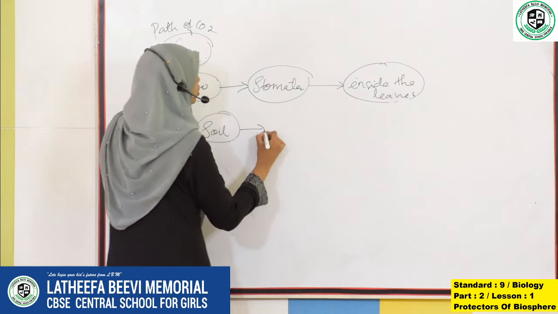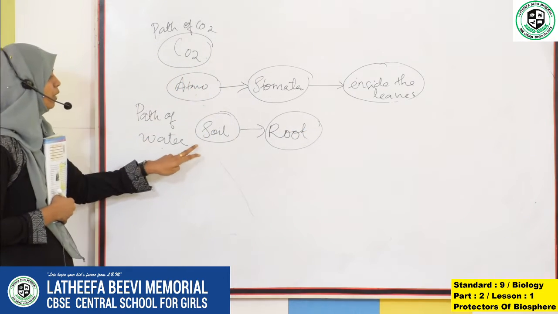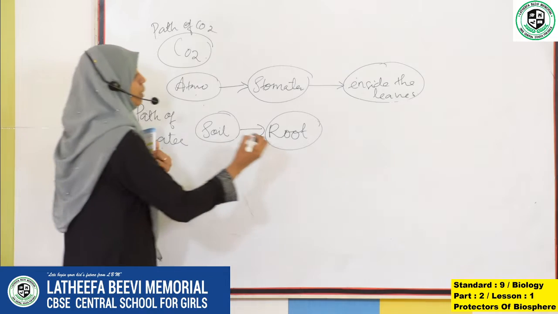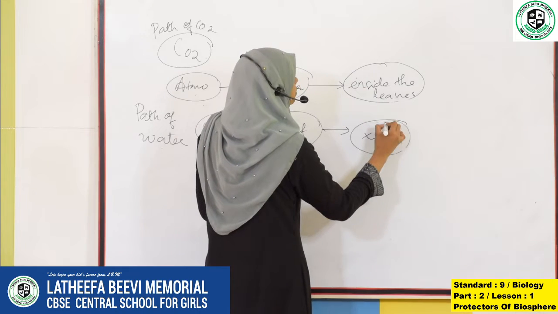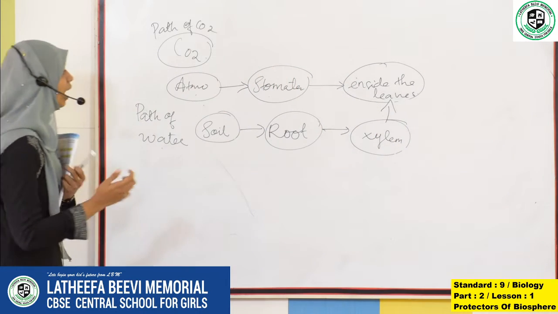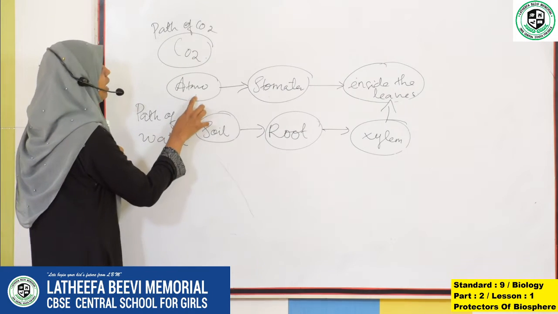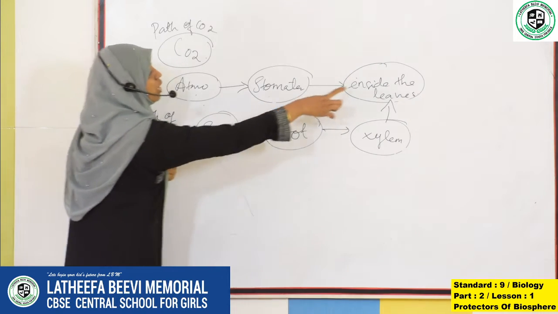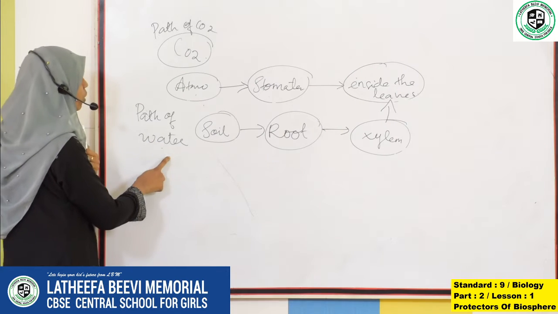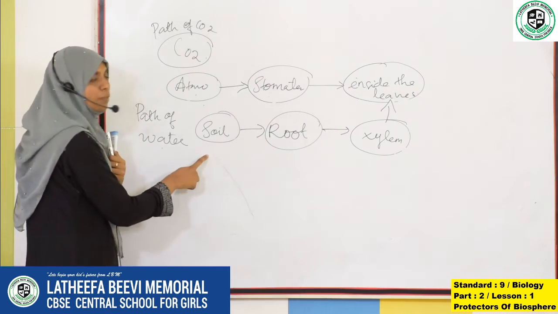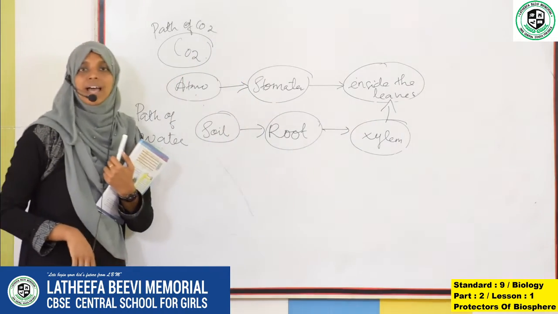From the soil it reaches the root. Roots absorb water and minerals from the soil. Then from the root it reaches the xylem, and from the xylem to the leaves. So these are the paths of carbon dioxide and water. From the atmosphere carbon dioxide reaches the stomata, and from the stomata inside the leaves. Water is absorbed by the root from the soil, reaches the xylem, and through the xylem reaches inside the leaves.